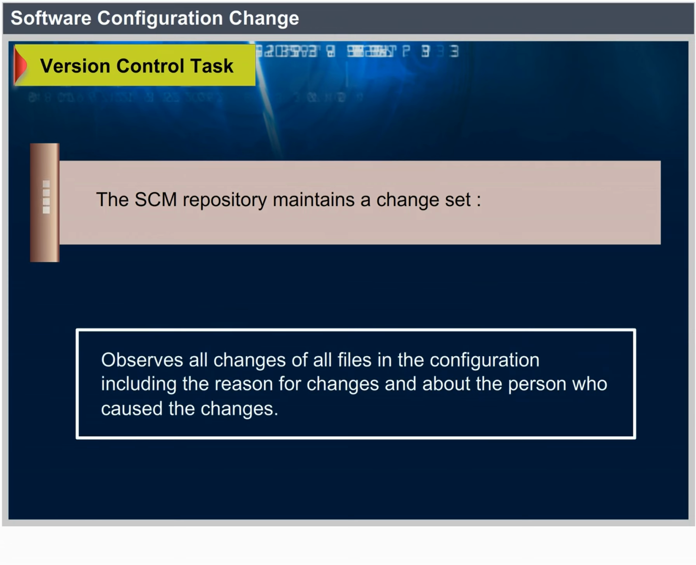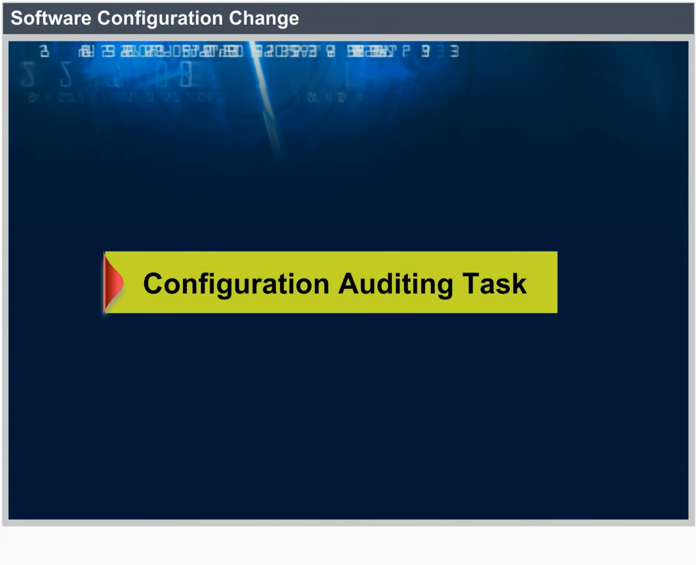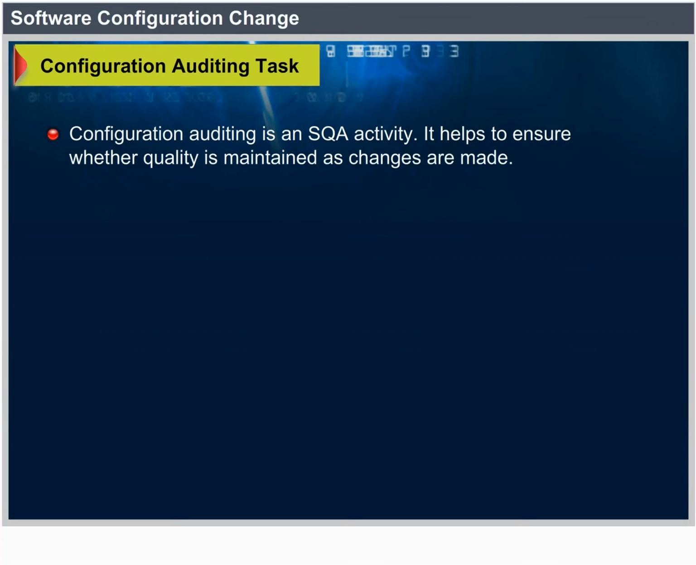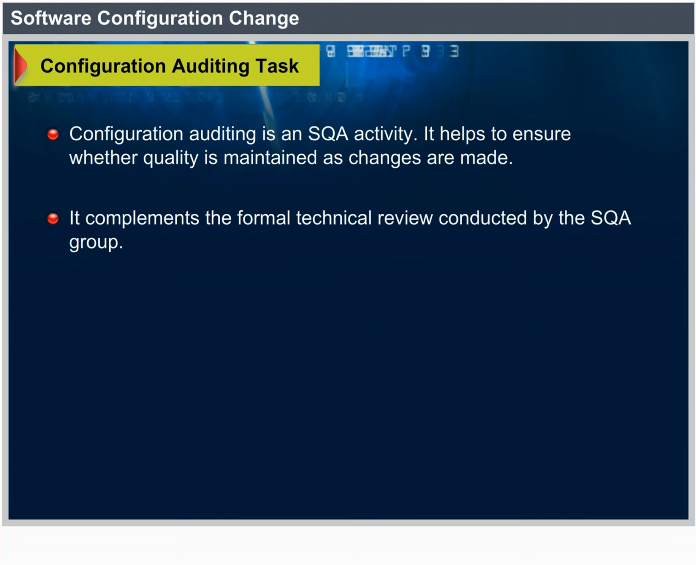Configuration auditing task. Configuration auditing is an SQA activity that helps to ensure that quality is maintained as changes are made. It complements the formal technical review and is conducted by the SQA group. It addresses the following questions.